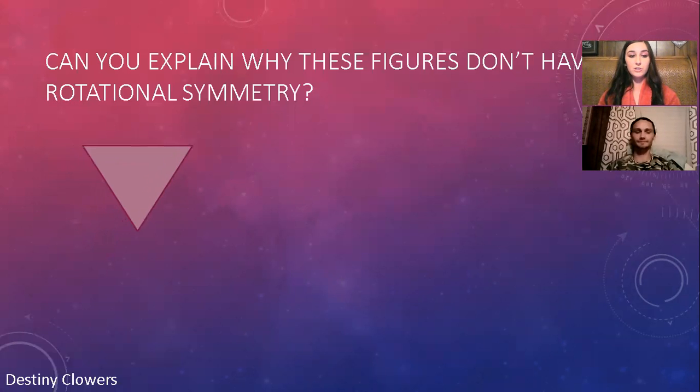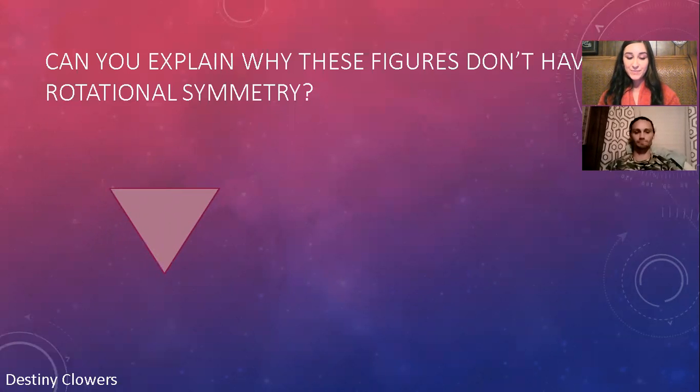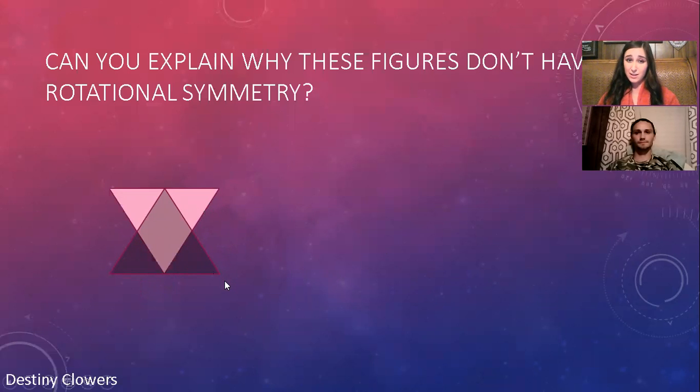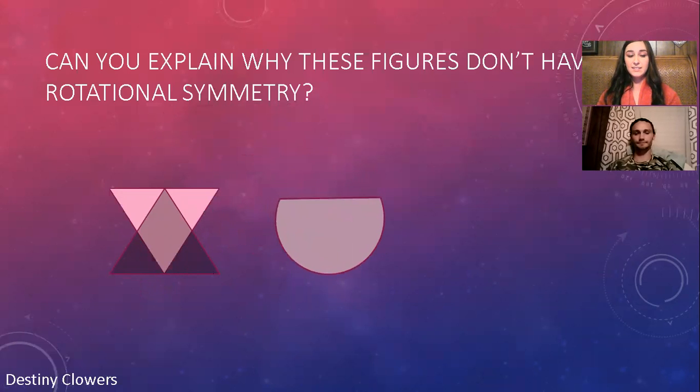So here's our first figure, which is, I guess you could say, an upside down triangle. And once we rotate it 180 degrees, it definitely doesn't look the same. The lines don't match up perfectly. So this is how you know that this figure doesn't have rotational symmetry. Okay. The next is this shape, and this is called a chord.